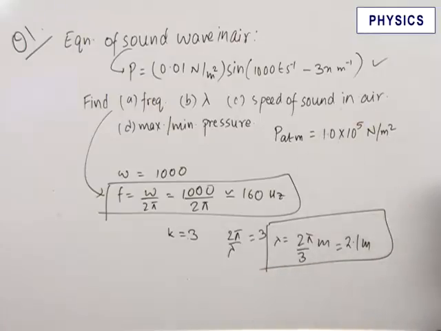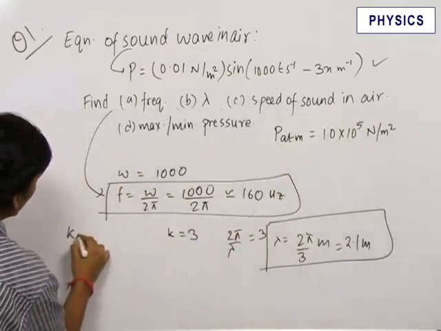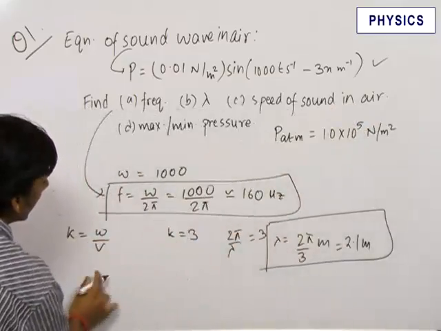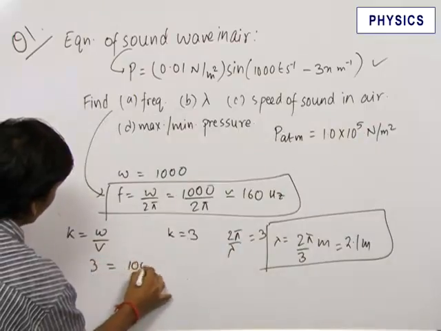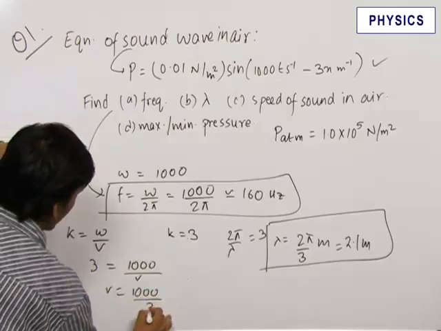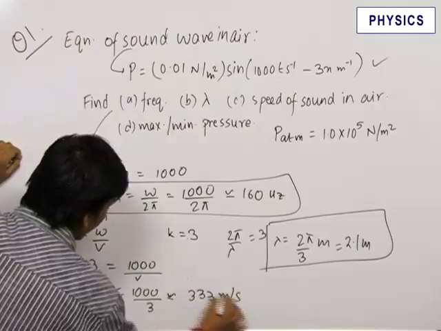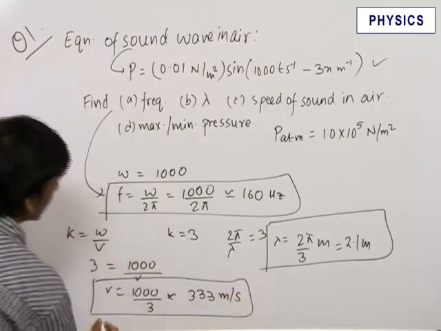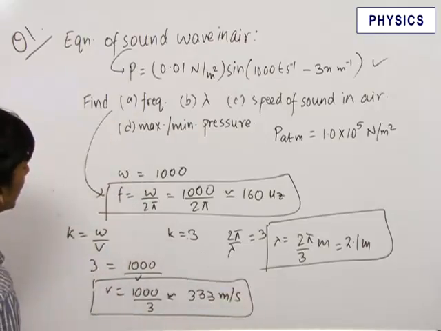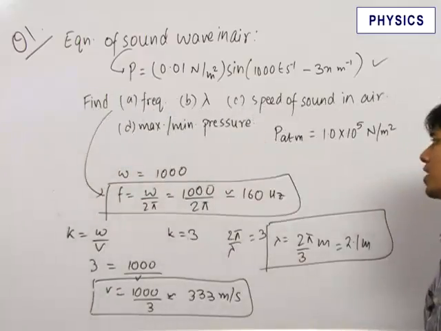Now we need to find out the speed of sound in air. We can again easily do this because we also know that k is equal to omega upon v. Now k is equal to 3, which is equal to 1000 upon v. Therefore v is equal to 1000 upon 3, that is approximately equal to 333 meters per second. So we get the speed of sound in air to be equal to 333 meters per second. Now for the D part, we need to find out the maximum and minimum pressure.